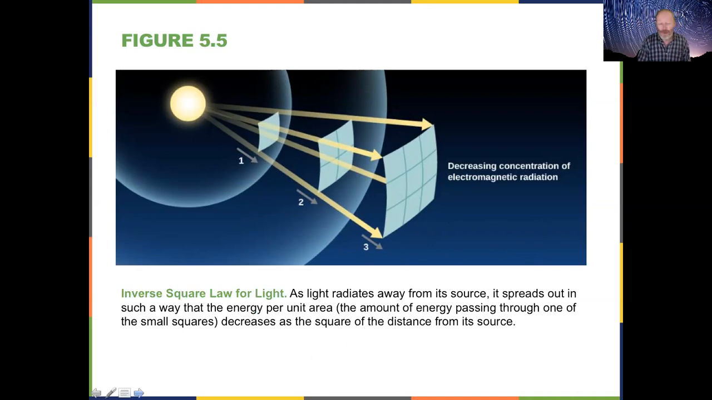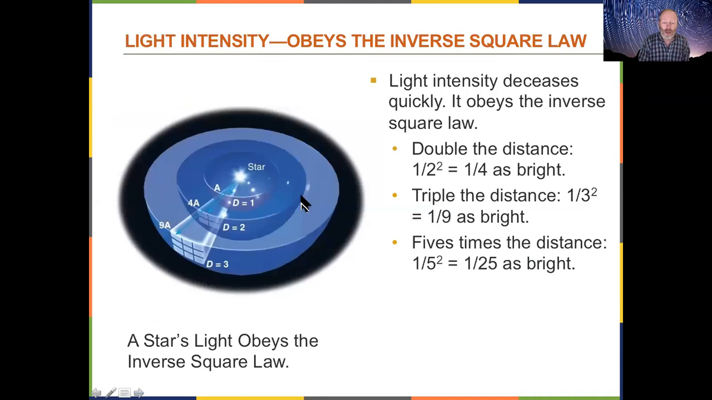In our case, we're looking at light, of course. And here again, we can see in a different graphic, I always like to reinforce the same point over and over again. If it's double the distance, we have 1/2 squared, 1/4 as bright. If it's 3 times as far away, triple the distance, it's 1/3 squared, 1/9 as bright. 5 times as far away, 1/5 squared, 1/25 as bright.